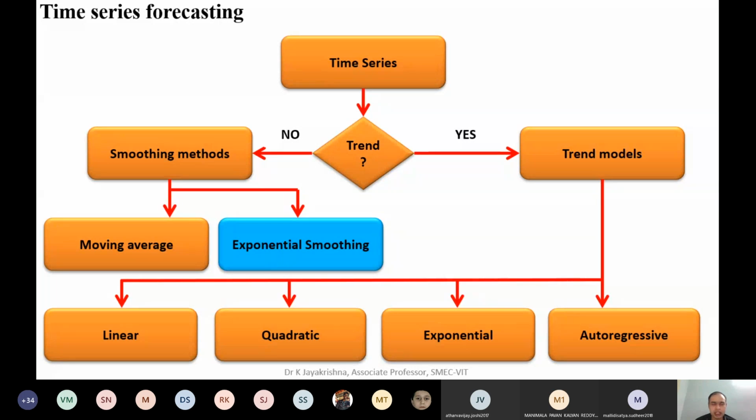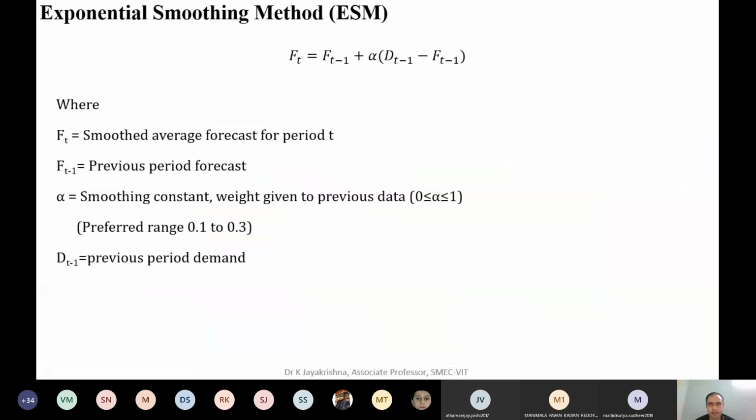The first model we are going to look into is called exponential smoothing. So what is this exponential smoothing? This is the formula to forecast the demand. We are going to consider the demand for the previous period plus the error value. But in that we are going to use a smoothing constant. Just understand that the alpha value I have mentioned here is the smoothing constant value. This is a constant, and it should always be in the range of 0.1 to 0.3.